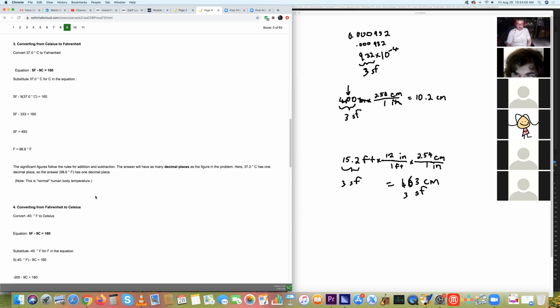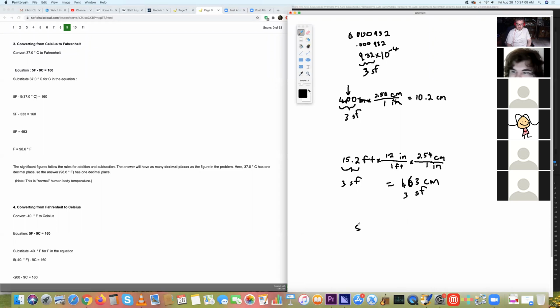So what does this actually mean? Well, what it means is if you've got 5F, that's actually F plus F plus F plus F plus F, which makes it addition. So that's why for this one, 37.0 degrees, it has one place past the decimal. The answer comes out to one place past the decimal as well. Yeah, it's kind of annoying, isn't it?